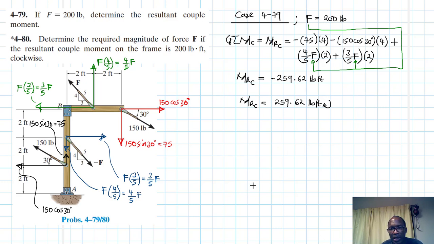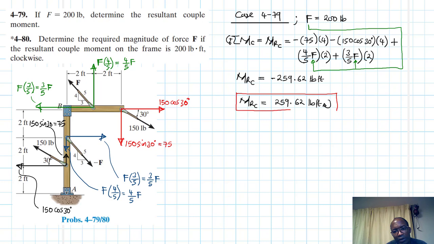But let me go through again. So 4/5 by 200 by 2, plus 3 over 5 by 200 by 2 minus 75 by 4 minus 150 cos 30 by 4, 259.62. Great. So this is the resultant couple moment for case number 1.